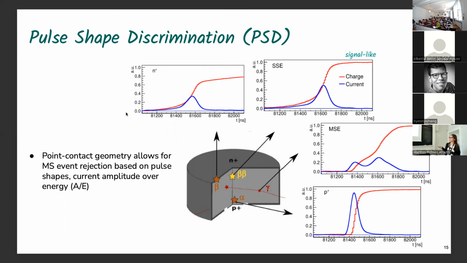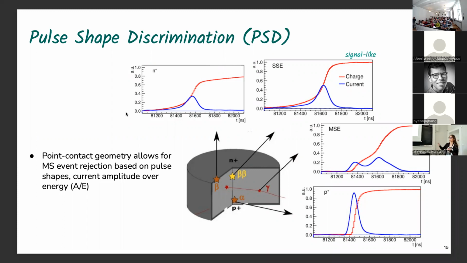Or if we have alphas, the alphas can deposit energy only at the P+ contact, which has a very tiny dead layer. Only in that case can the alphas cross and deposit energy in the detector. And this P+ contact is our readout, so for the P+ we would have a very high current and charge. So even in this case, we can discriminate our signal from the P+ alphas.